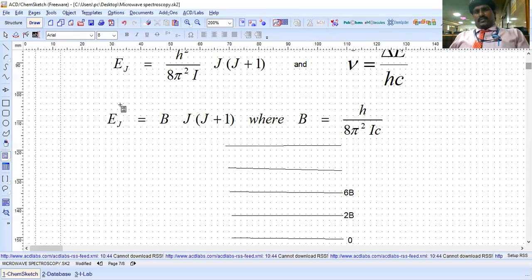Why this B, how is this 2B, 6B and 10B coming? If you keep J equal to 0, what happens? Entire energy will be 0. If J is equal to 1, what will happen? 2B. If J is equal to 2, 6B. If J is equal to 3, what will happen? 12B.